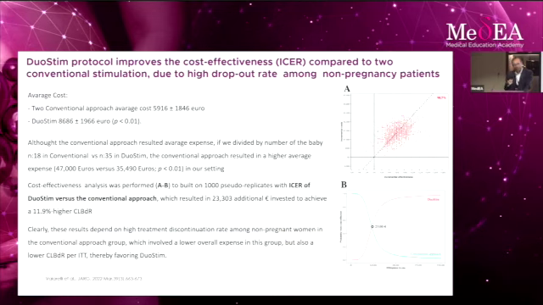And what about the cost effectiveness analysis? This is the first paper to analyze the cost effectiveness with an important indicator. The indicator is the ICER, the incremental cost effectiveness ratio. We put in the balance the cost of two conventional approaches versus the duo stim. Of course, the duo stim is more expensive, but this is just the cost for the treatment.